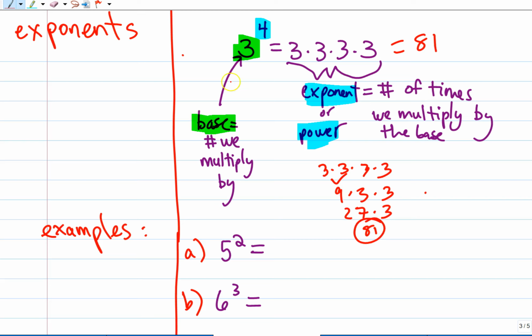But for now, this is just an intro that with exponents, the base is the number we're multiplying by, the exponent, the number of times we multiply by that base. So let's write out what these mean.